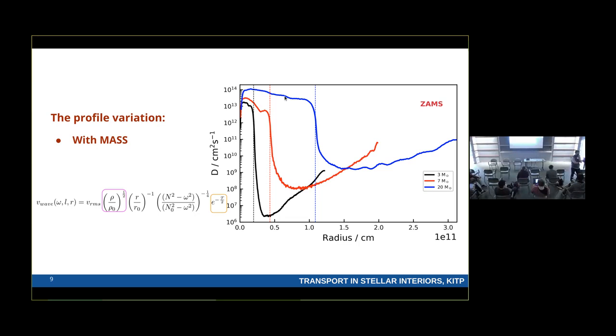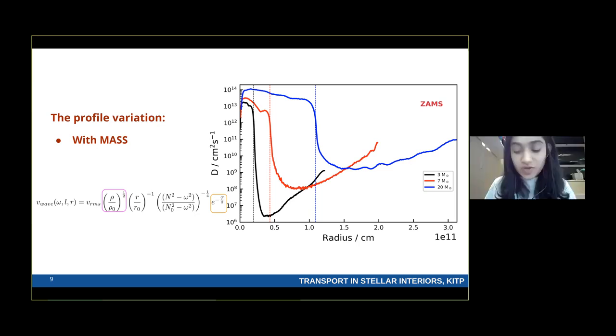Question from the chat from Pascal Garot. Is the diffusion coefficient anisotropic? So I guess you could have horizontal diffusion, radial diffusion. Have you looked at that at all? We are just looking at the radial diffusion profile here.